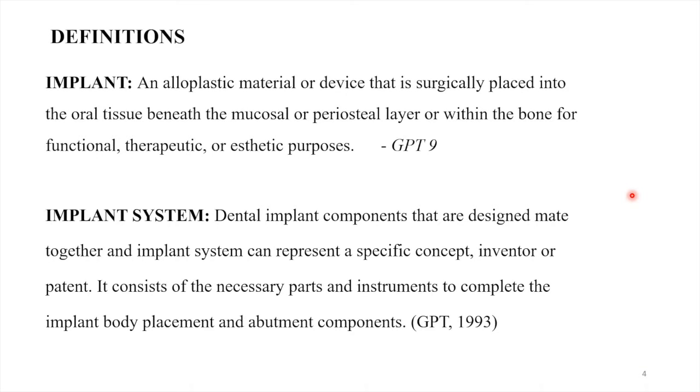Definitions. An implant is defined as an alloplastic material or device that is surgically placed into the oral tissue, beneath the mucosal or periosteal layer, or within the bone for functional, therapeutic, or aesthetic purposes. Implant system. Dental implant components that are designed to mate together. An implant system can represent a specific concept, inventor, or patent. It consists of necessary parts and instruments to complete the implant body placement and its abutment components.